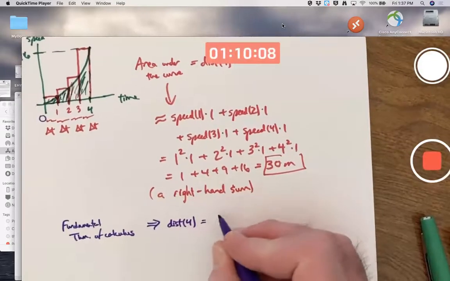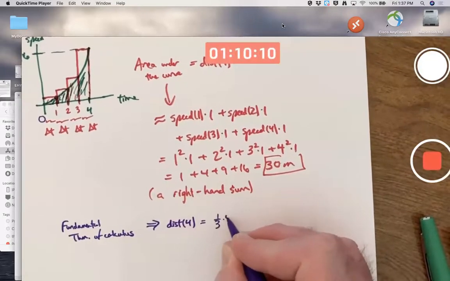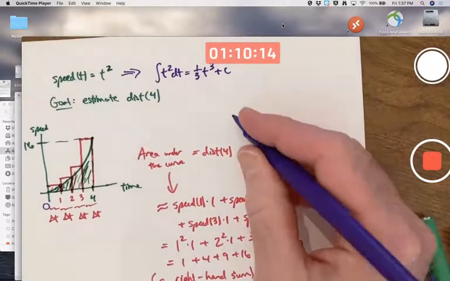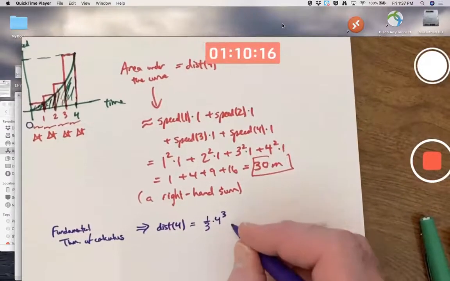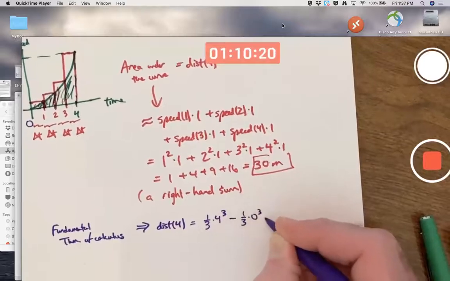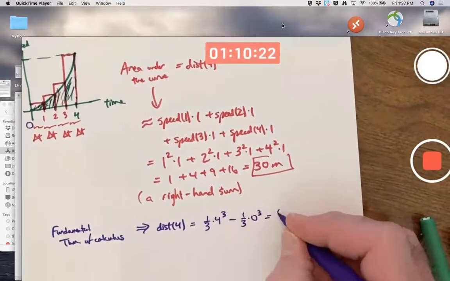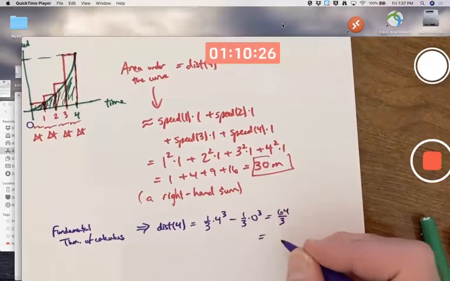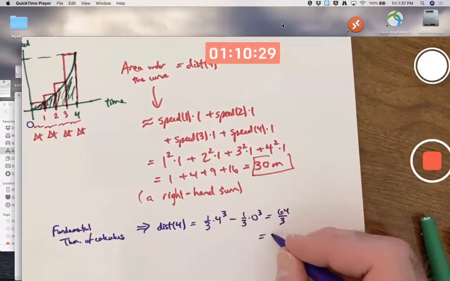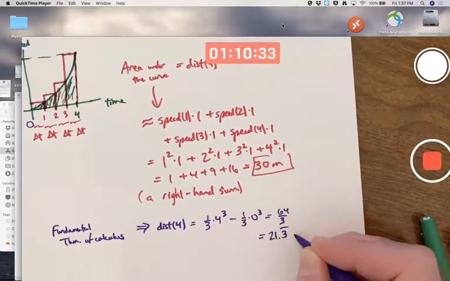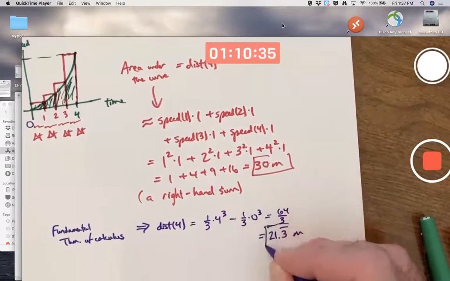This is actually going to be 1/3 times 4 cubed. I can take the c to be 0 here when I do this calculation. 1/3 times 4 cubed minus 1/3 times 0 cubed simplifies to 64 thirds, which is 21 and 1/3, or 21.3 repeating meters. That's actually the exact answer.